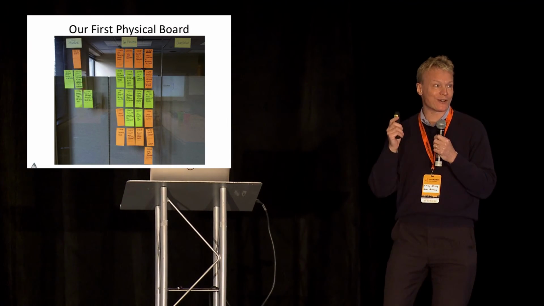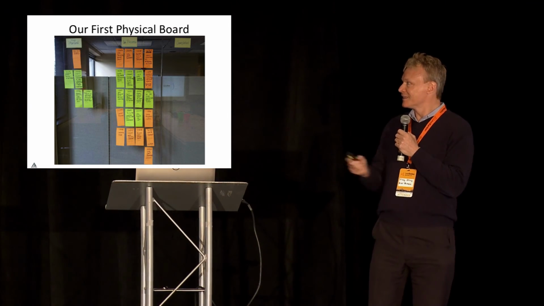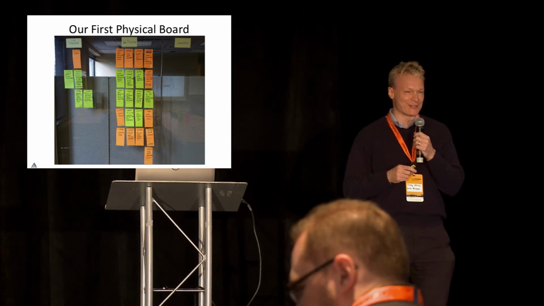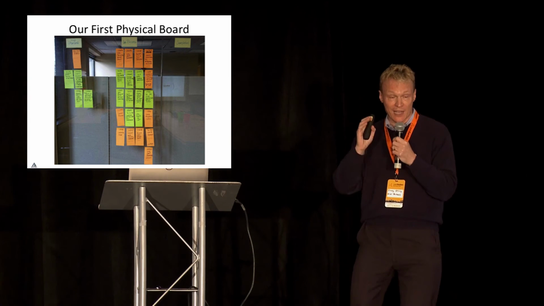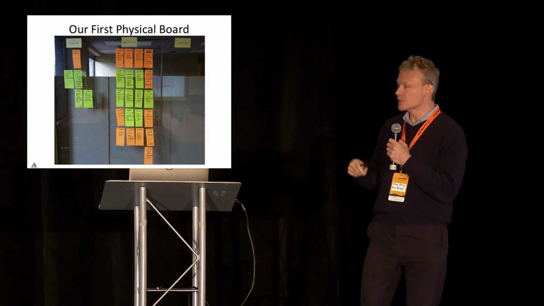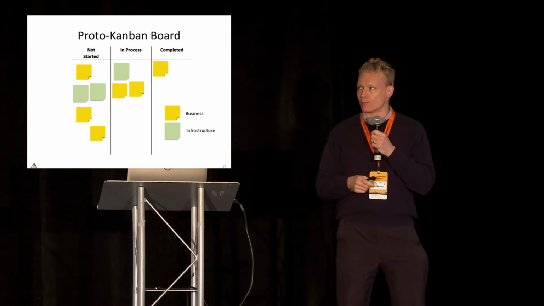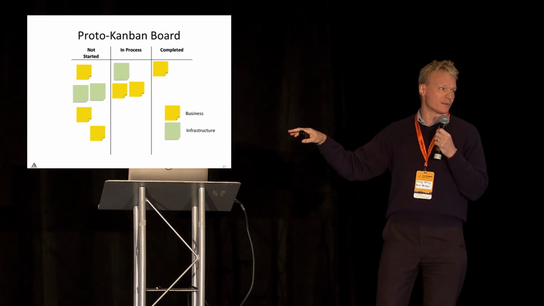So, at long last, our first incremental baby steps forward, we put together a physical board. So pretty typical Scrum board. You know, it's our step. It's an evolutionary step. So it's hard to see there, so I represented it here. It's a proto-Kanban board, pretty typical Scrum board. And you can see that we just have the business and infrastructure work item types there.